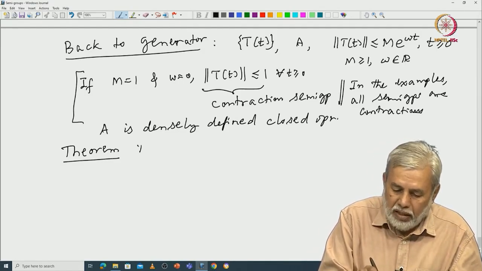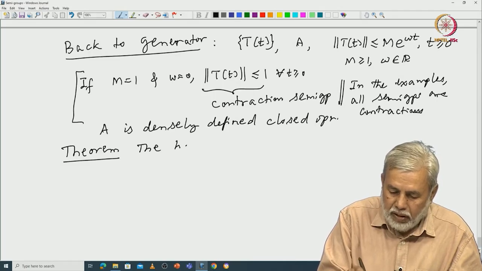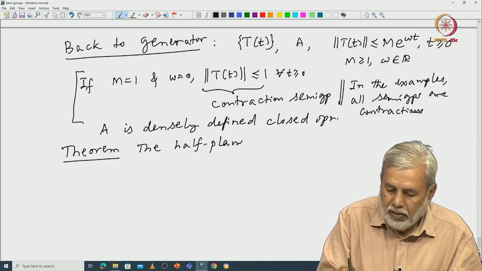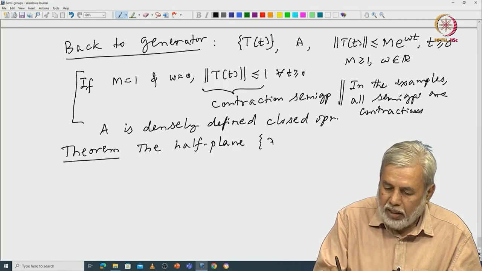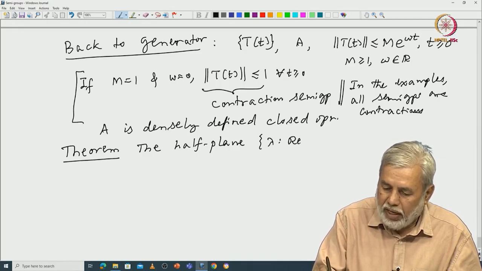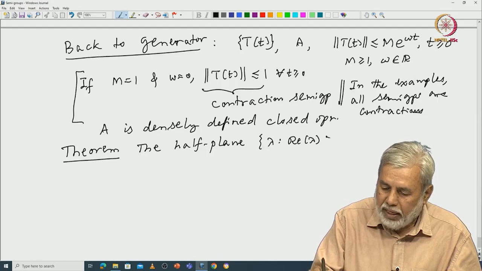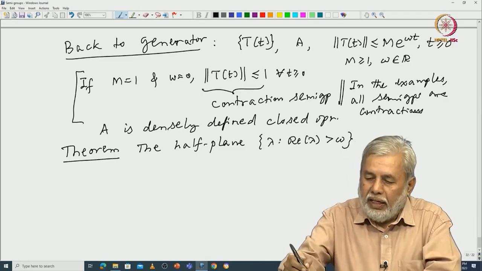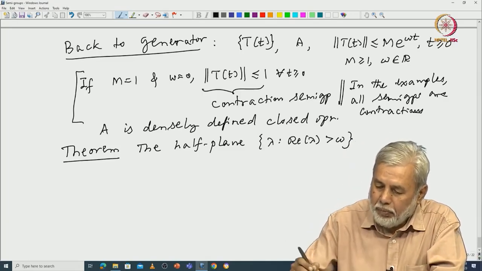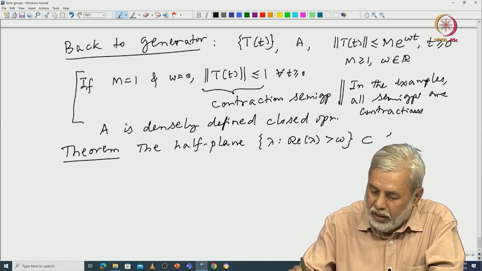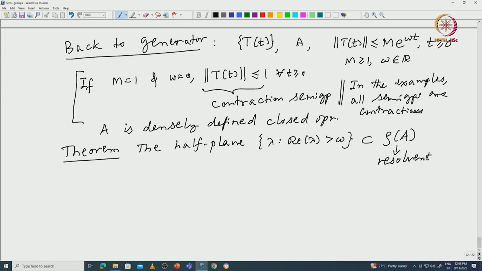The half plane in the complex domain, that is, lambda such that the real part of lambda is bigger than omega, where omega is in the estimate for the semigroup, is contained in the resolvent set of A.